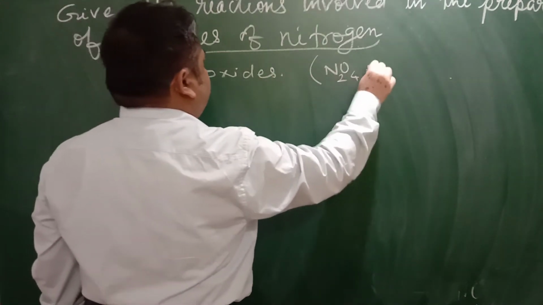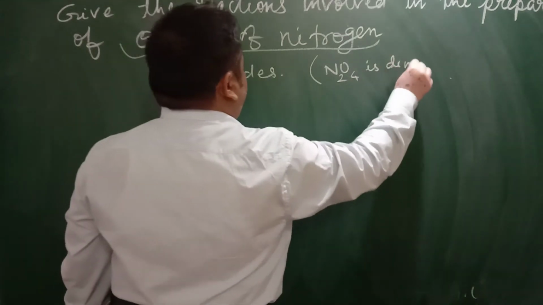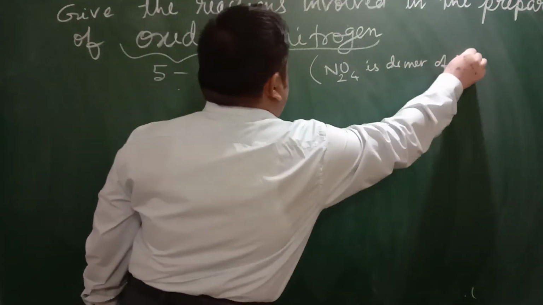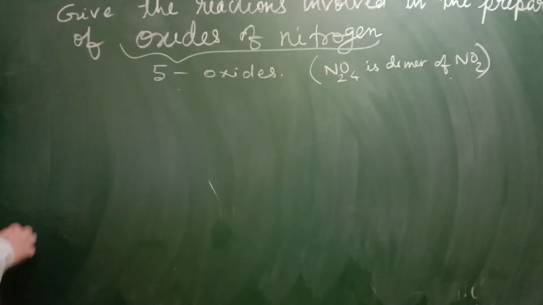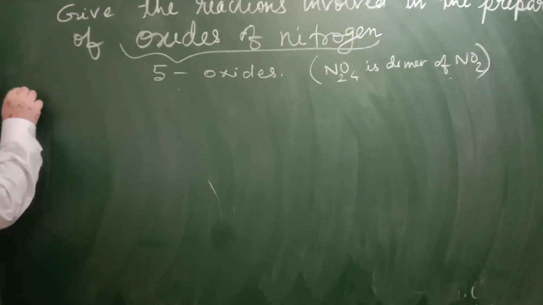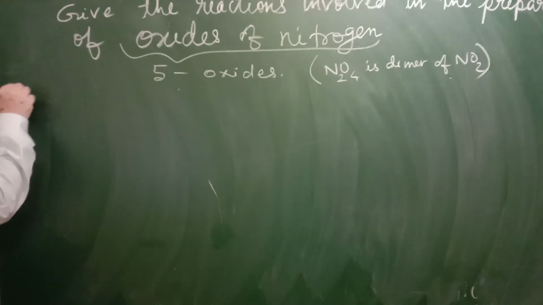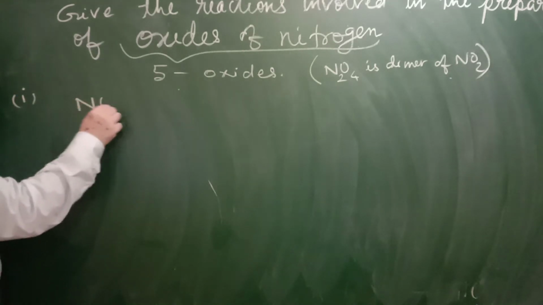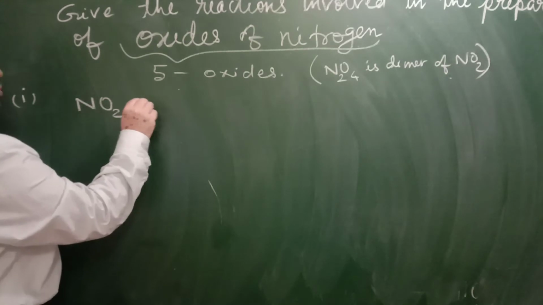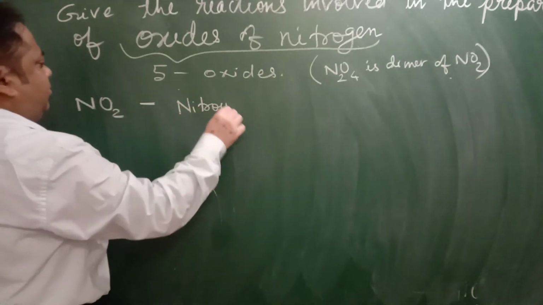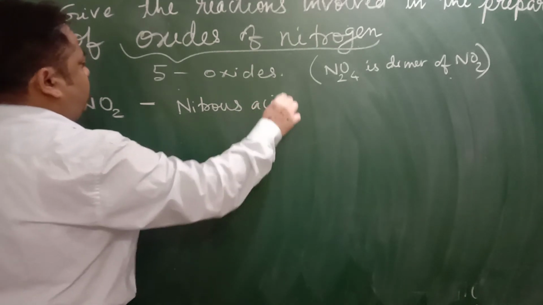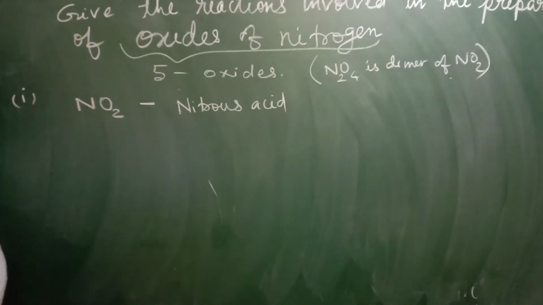N2O4 is a dimer of NO2. This you have to keep in mind, else it will seem like 6 oxides. So let us first of all take NO2. How will we name it? We will name it as nitrous acid, because the percentage composition of nitrogen is minimum out of all 5.